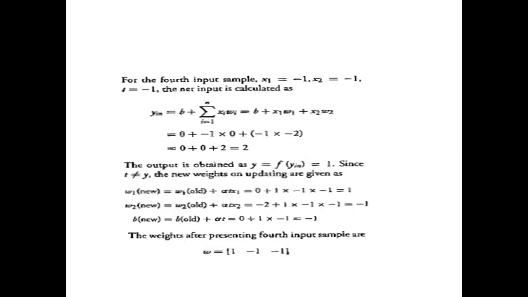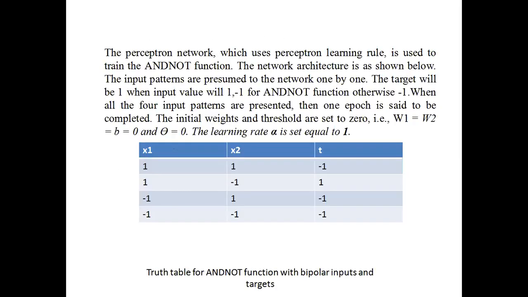Next, after presenting the first input sample, we calculate for the second input sample. So we calculate the net input. What is y in? y in is equal to b plus x1 w1 plus x2 w2. What is the value of b now? B is equal to -1. So we write -1 first. And what is x1? This is very important. Now we go through the truth table. Our truth table for the second input pattern is 1 -1, and t is equal to 1.